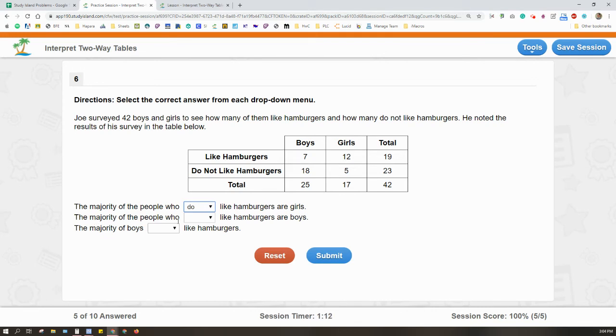The majority of the people who do not like hamburgers are boys, because the do not like hamburger row has 18 boys and 5 girls. So of all those people, of the 23 people in the do not like hamburger row, a majority are boys. So majority of the people who do not like hamburgers are boys. Finally, the majority of boys, now we're looking at the column because we're looking at the boy column. A majority of boys, do they or do they not like hamburgers? Well, 18 of them do not like hamburgers, only 7 do. So a majority of them do not like hamburgers. Moving on.